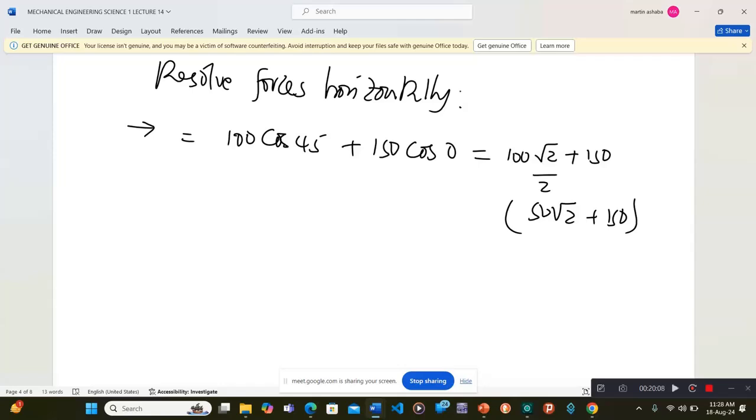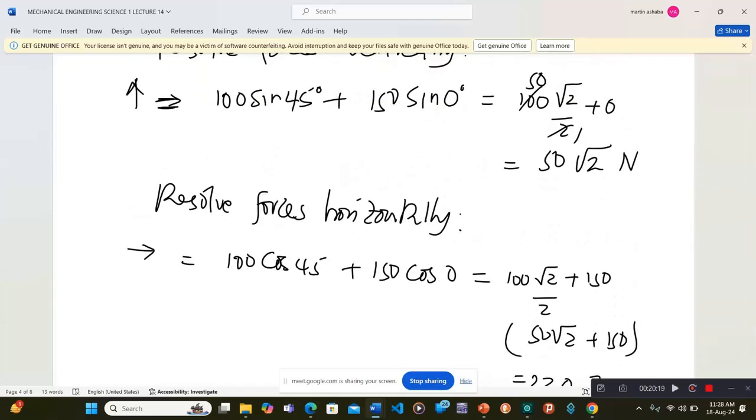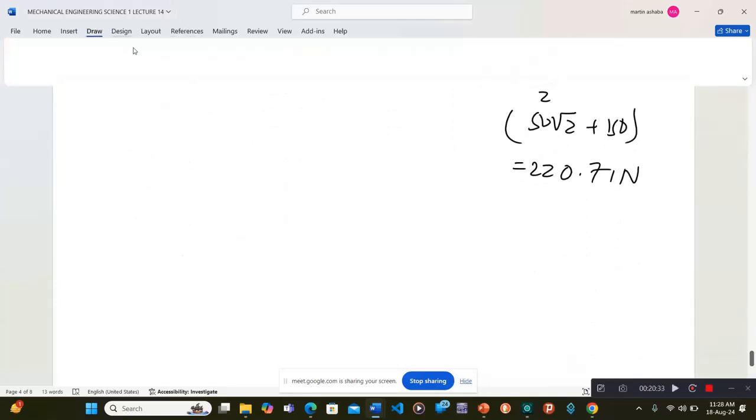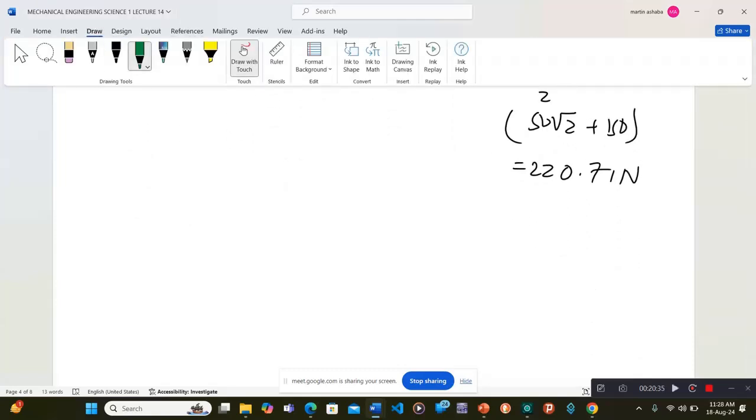And this is giving me 220.71 newtons. What about the other one up? 50 root 2 gives us 70.71 newtons. How do you proceed? You come and redraw.